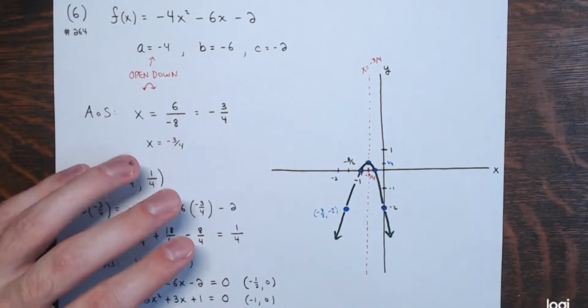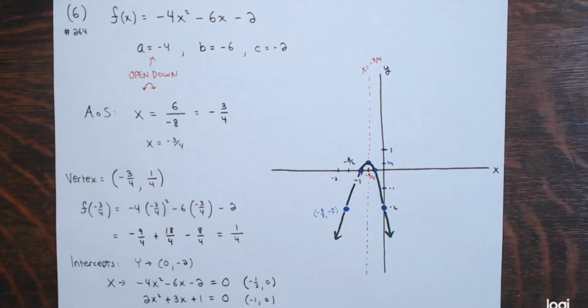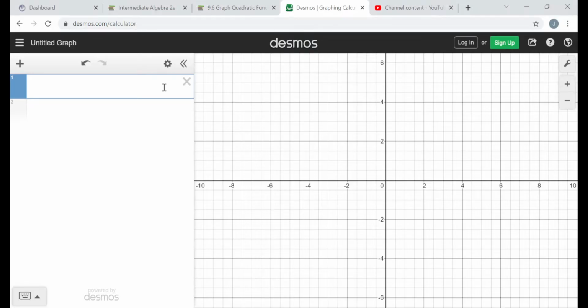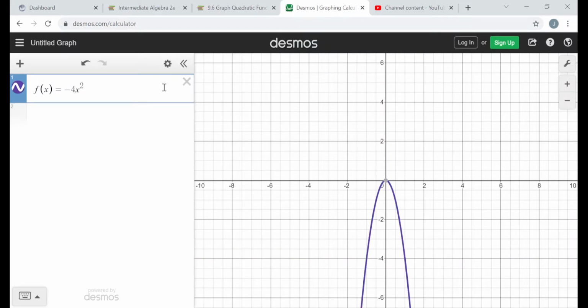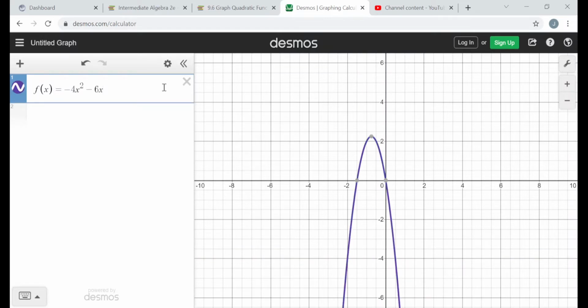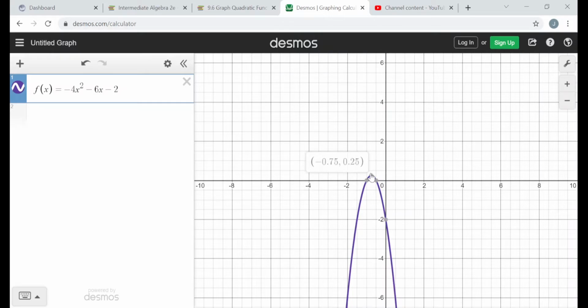Alright, let's take a look at it again in Desmos. The function we were given here, f of x equals -4x squared minus 6x minus 2. And look at this. The vertex at -0.75, comma 0.25. That's -3/4, comma 1/4, like we said.